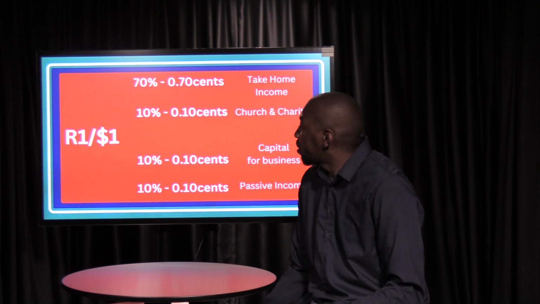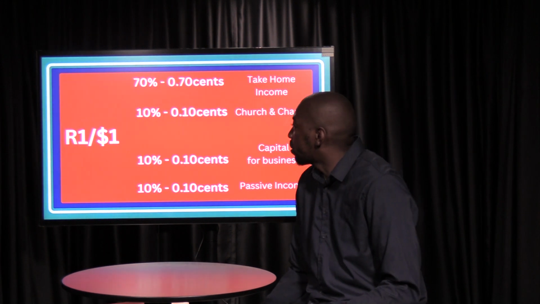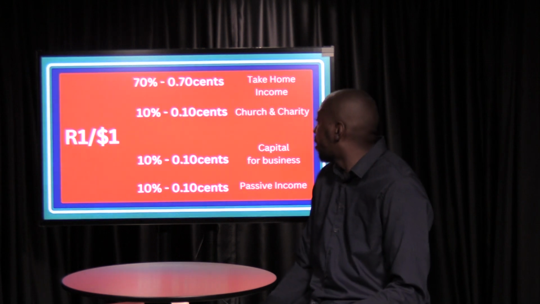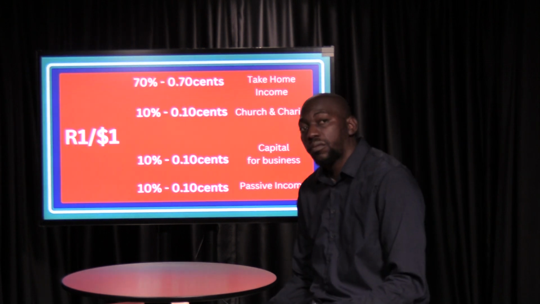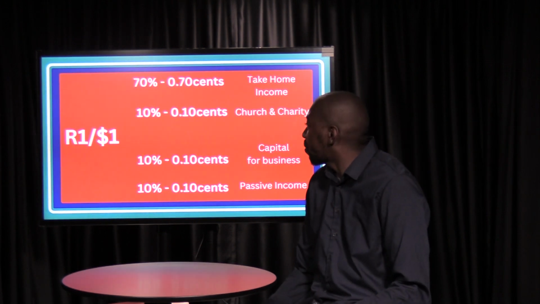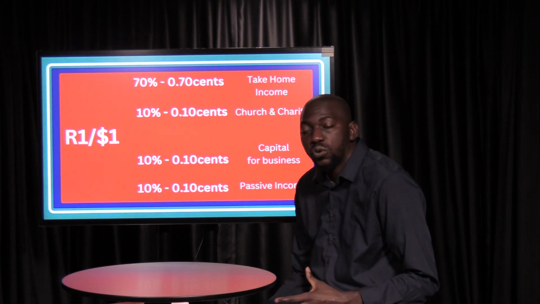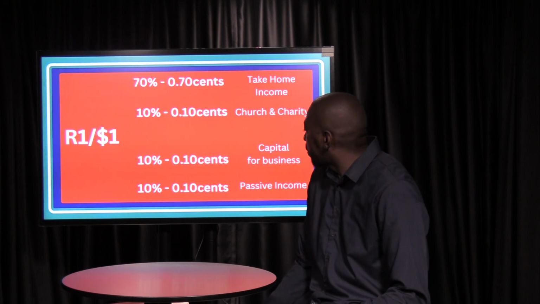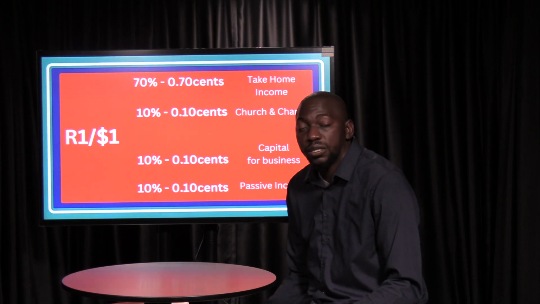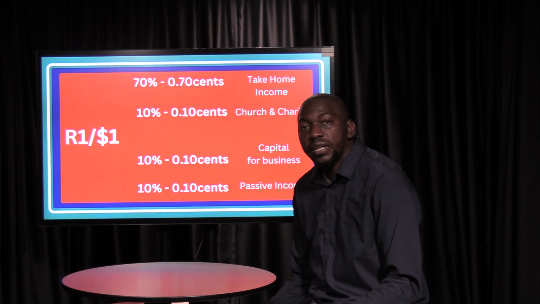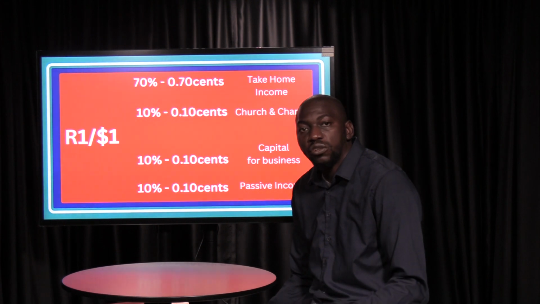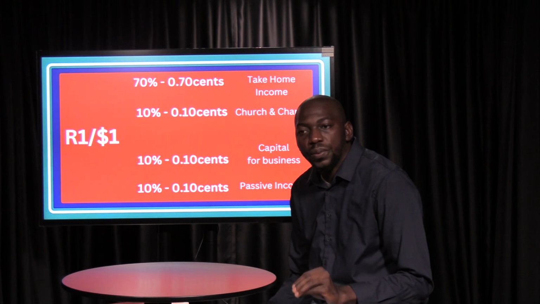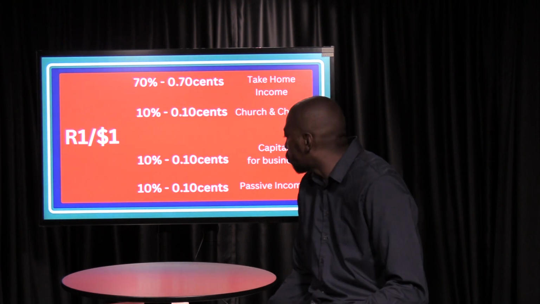And then from there, there's 30% that is left, which is three parts of 10%. The first 10%, which equals 10 cents, is for church and charity. If you want to donate, if you want to do good to the community, you use that. The other 10% is your capital for business. It's money that you put aside to start your own business, like your own spaza shop, anything that you'll be able to sell.